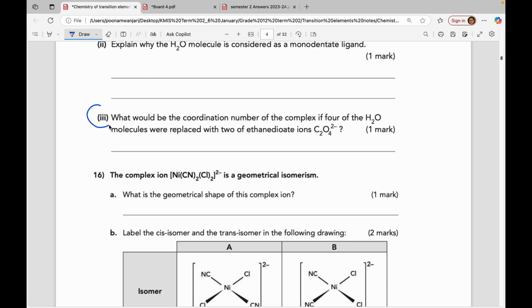Now student, question number 3. What would be the coordination number of the complex if 4 of the water molecules were replaced with 2 ethanedioate ions? Here we need to understand how replacing ligands affects the coordination number of a complex ion. This question is actually related to ligand substitution reaction. So in detail we will discuss, students, with the chemical reaction.